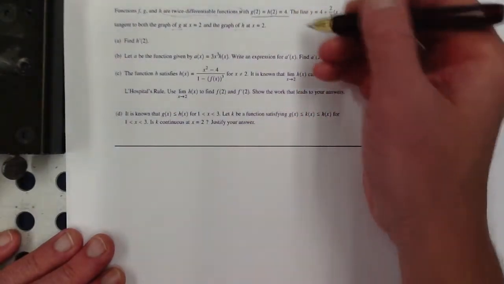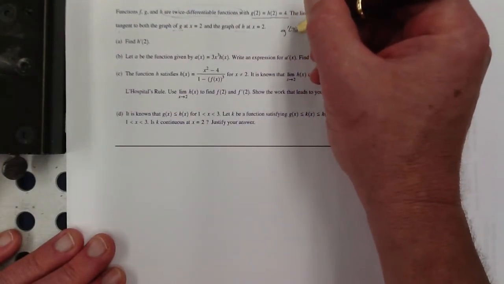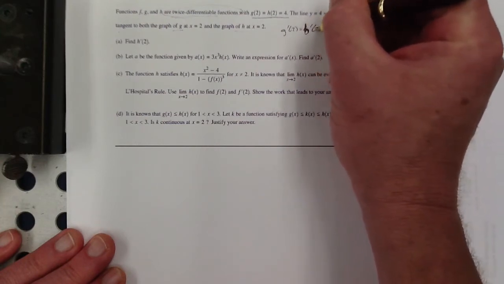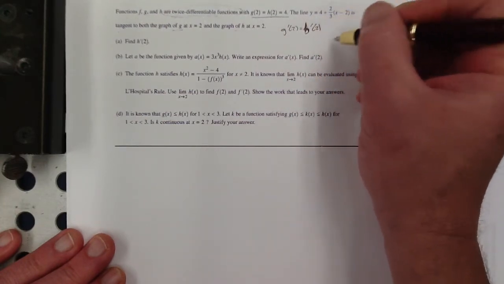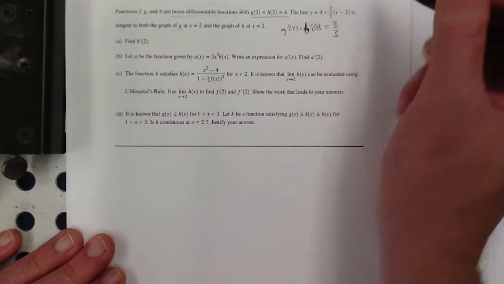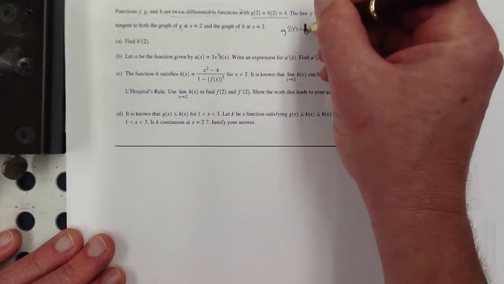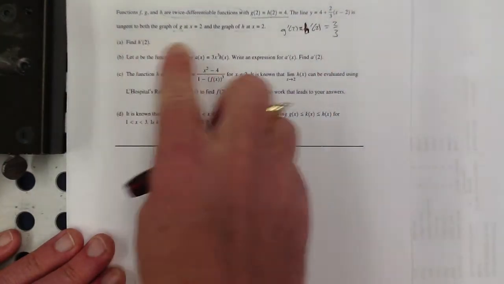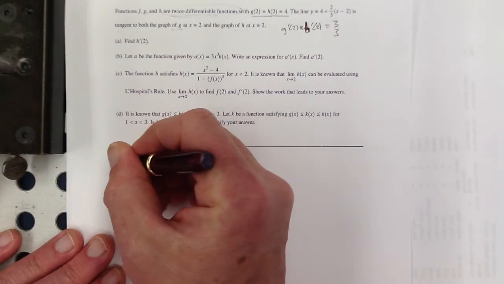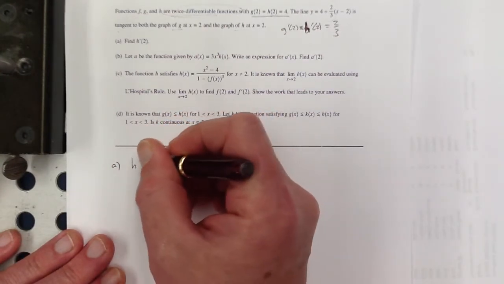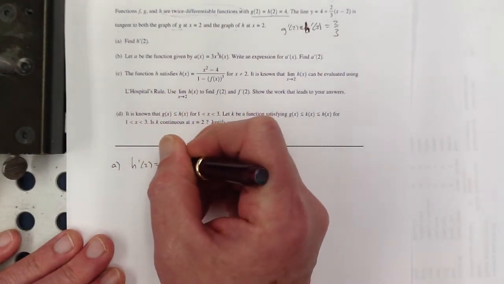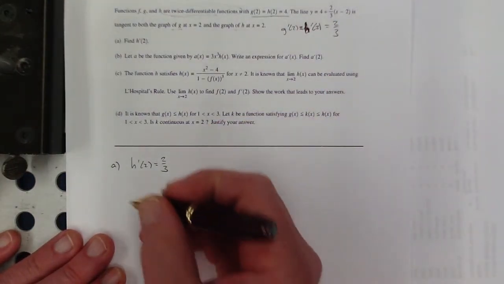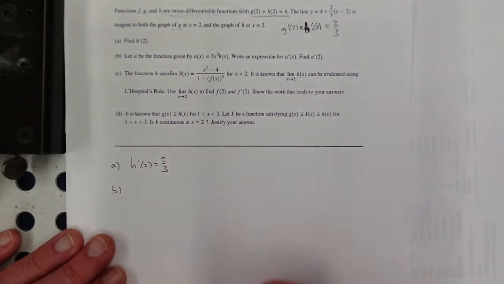Okay, so they both also have the same slope, so that means g prime of 2 is the same as h prime of 2, which would be 2/3. That's the slope of the tangent line, the slope of the function is the same. Find h prime of 2. Well, I guess I just did that. H prime of 2 is equal to 2/3. There's no work to show there. It's just that. So that's it.